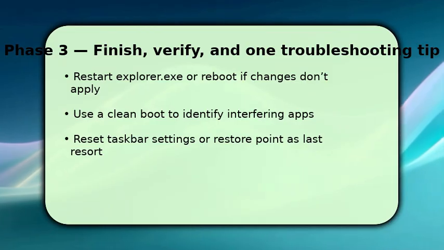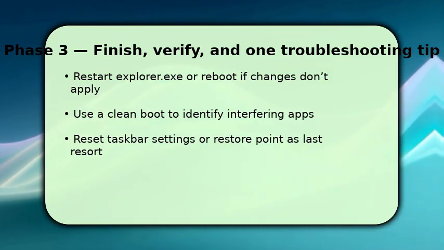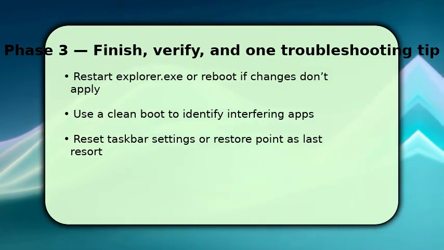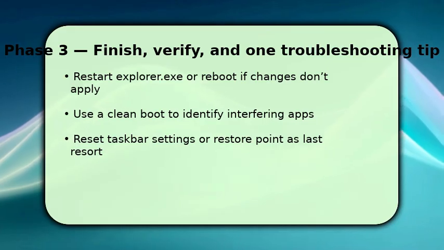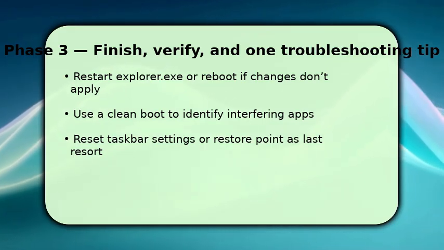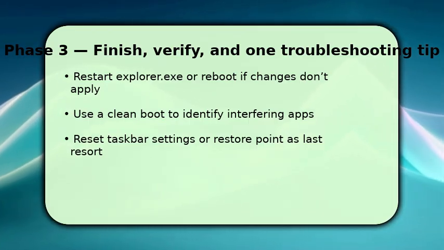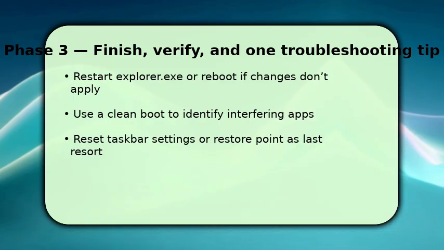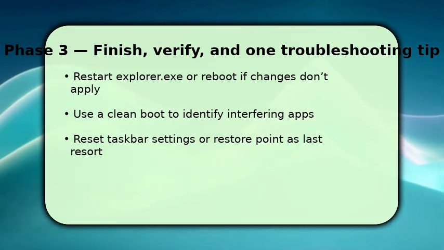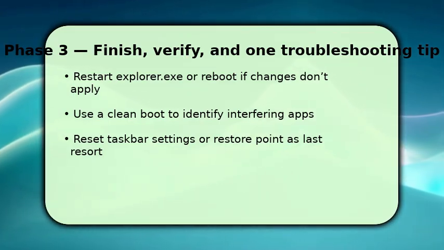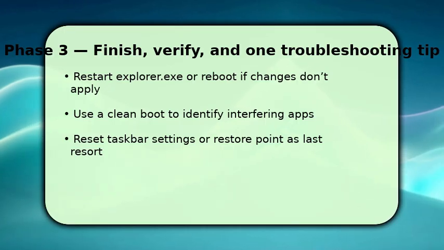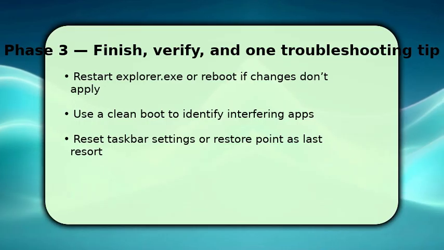After adjusting options, sign out or restart Explorer.EXE to apply visuals immediately. A full reboot also works. If the taskbar still shows clutter, perform a clean boot to find apps that force pins or icons. Should settings behave oddly, restore the system point you created, or reset taskbar settings in Settings. This sequence closes the loop. It finalizes the clear look and gives one key recovery step so you won't lose work.